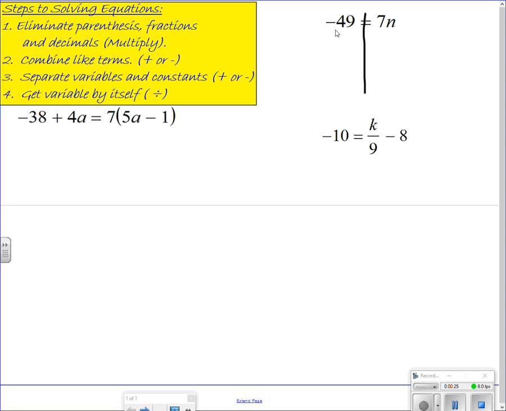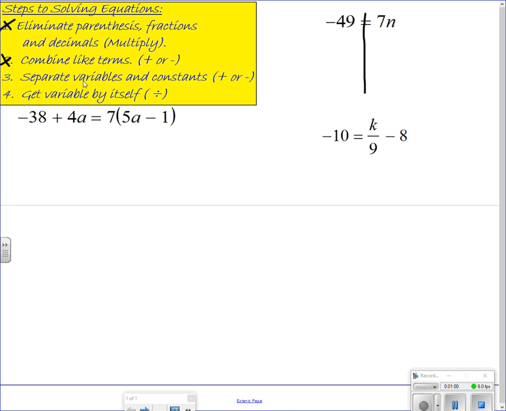So on this problem, I'm looking for parentheses, fractions, or decimals, and there's none of them. So step number one, I'm done with that. Number two is combine like terms. And the way you do that is you do it by sides. On the left side, combine like terms. Like terms means that they're similar. Well, there's only one here. There's nothing to combine. So I'm done with this side. Right side, there's only one, nothing else to combine. So I'm done with that.